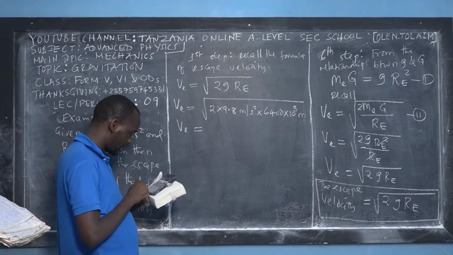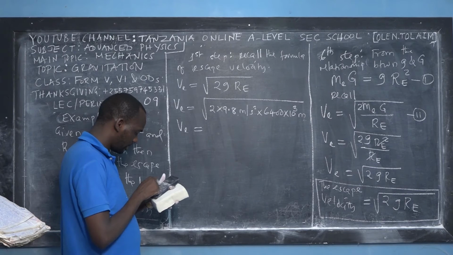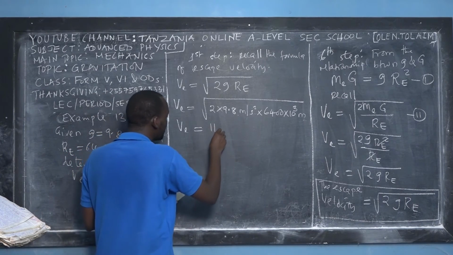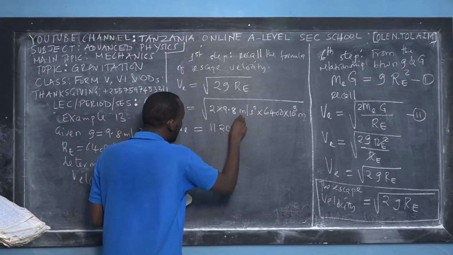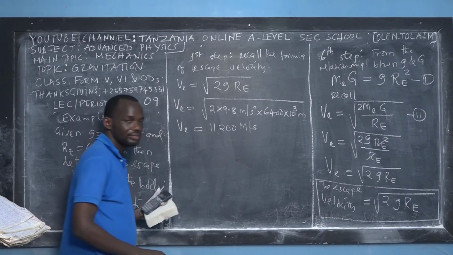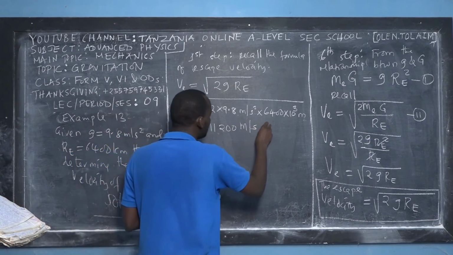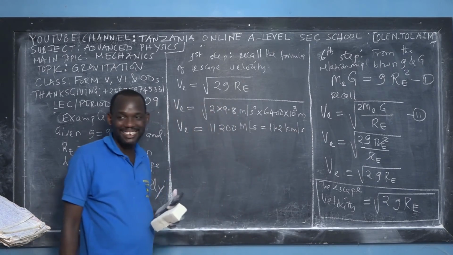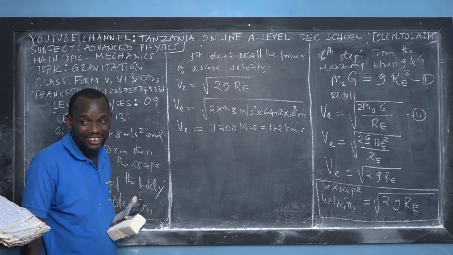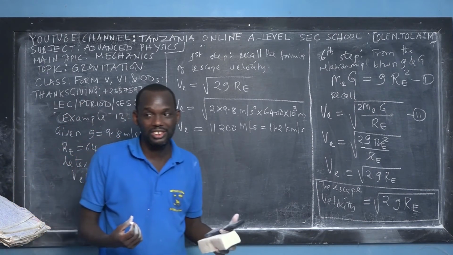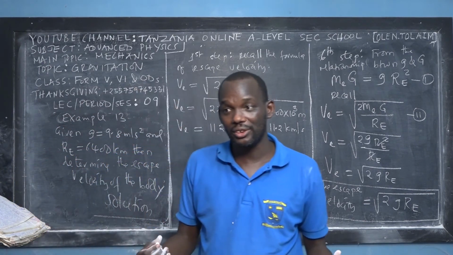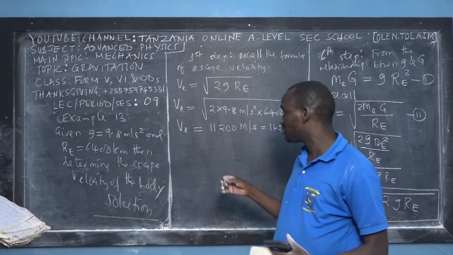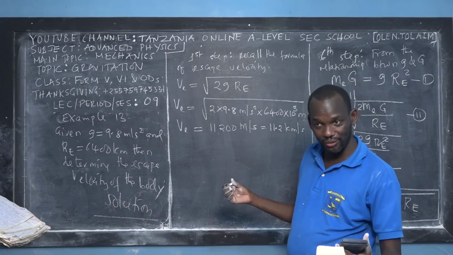So times 6400 exponent 3, then find the square root of it. So the escape velocity is 11,200 meters per second. This is equivalent to 11.2 kilometers per second. Fantastic. Can you compare it with orbital velocity? Orbital velocity, we deduced as 3 kilometers per second. So the escape velocity is how many times the orbital velocity? Almost more than 3 times the orbital velocity.